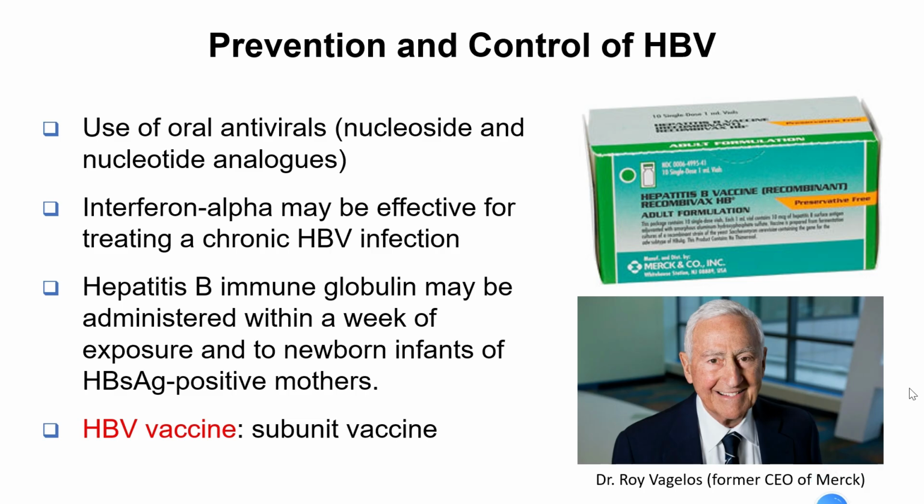HBV infection was a serious problem in China a long time ago, and there were a lot of infections in China, but we didn't have effective vaccines available. Right now, we use the HBV vaccine. It's a subunit vaccine containing the surface antigen, the protein, as vaccine. And this vaccine is called a recombinant vaccine.